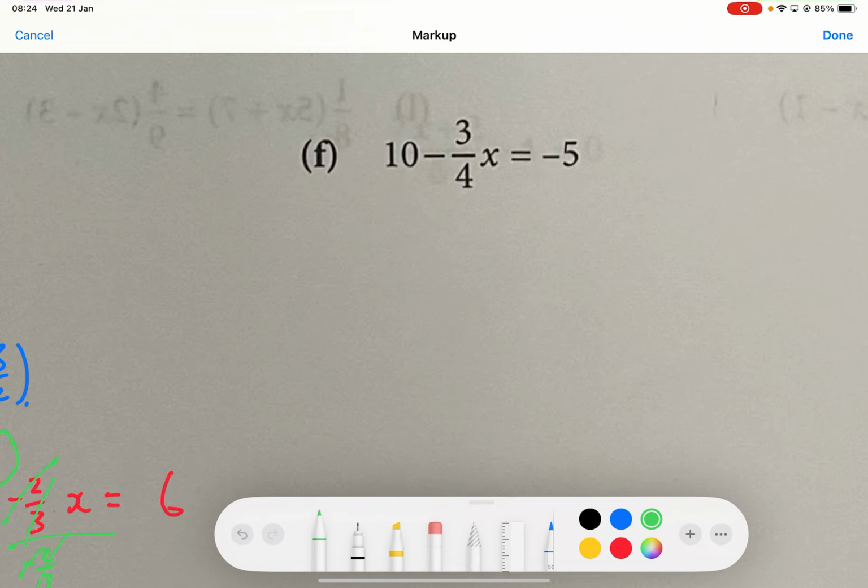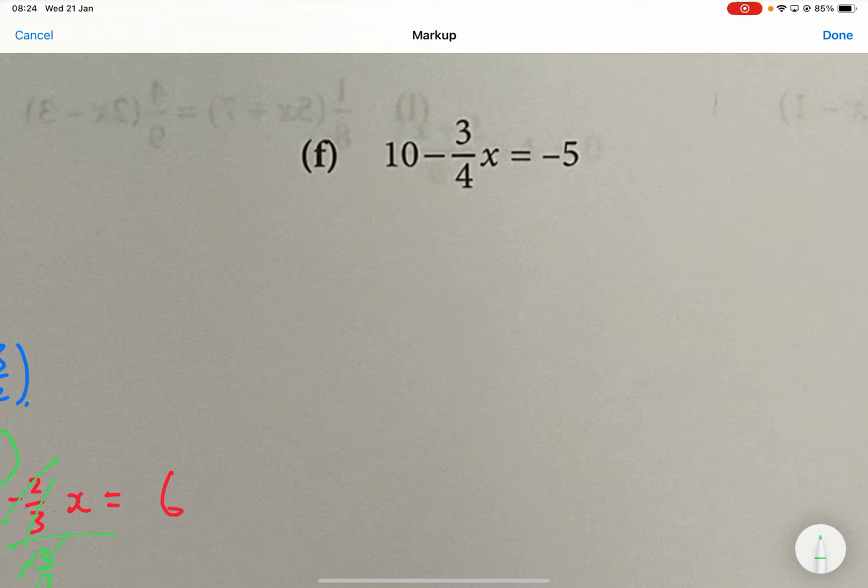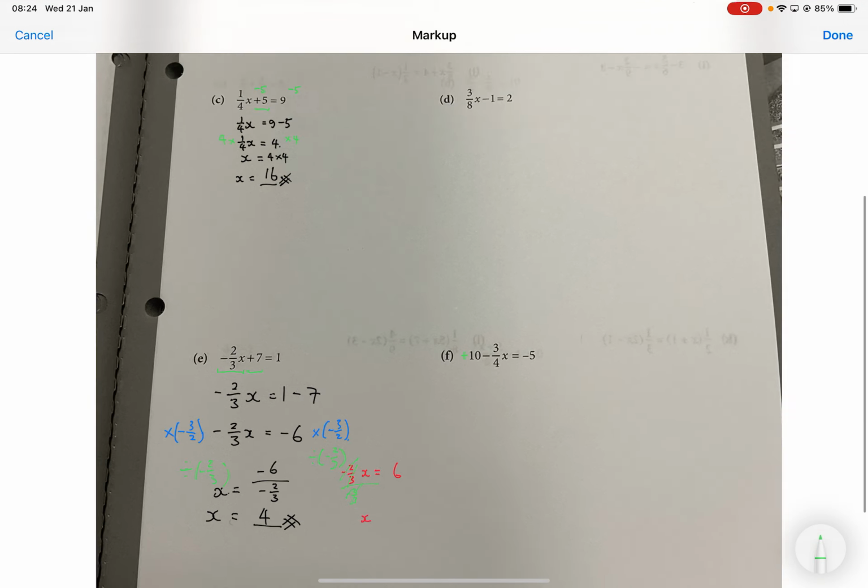Okay, in case you need some help here, 10 is the same as plus 10. Just that when it's at the front, we don't write the plus. Okay, try.